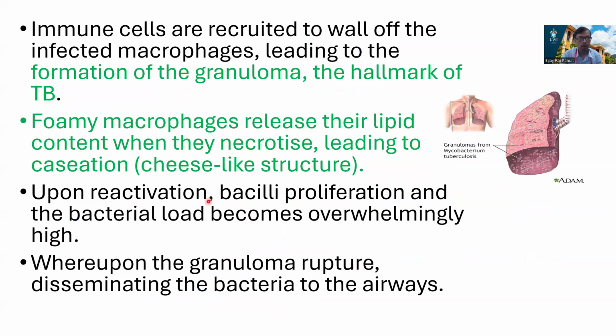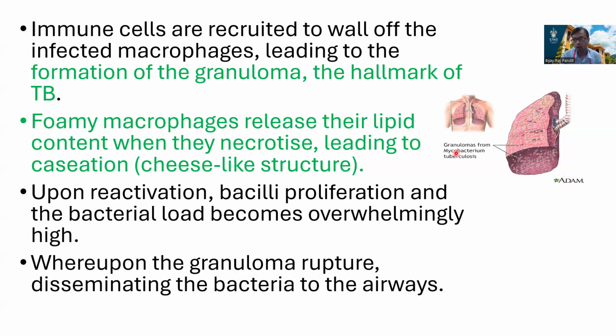So we can observe here, immune cells are recruited to the wall of the infected macrophage, leading to the formation of the granuloma. That's the hallmark of TB. Necrosis occurs, with cheesy-like structures, that is the caseous formation. Upon reactivation, the bacilli proliferate, or the granuloma will rupture, and the bacilli are released from the granuloma and cause infection to other individuals, disseminating the bacteria to the airways.